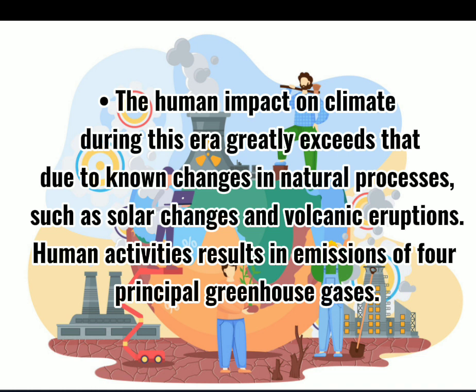Human activities result in emissions of four principal greenhouse gases. The first is carbon dioxide. Deforestation, for example, releases carbon dioxide and reduces its uptake by plants. The second is methane. It's related to agriculture, natural gas distribution, and landfills.